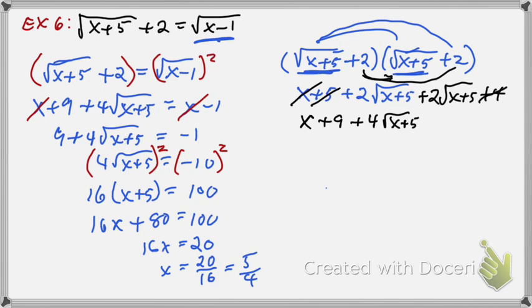I want you to see another kind of problem. 5/4 as a decimal would be 1.25. Leave it as a fraction. That's a perfectly good number. Let's look at one other kind.